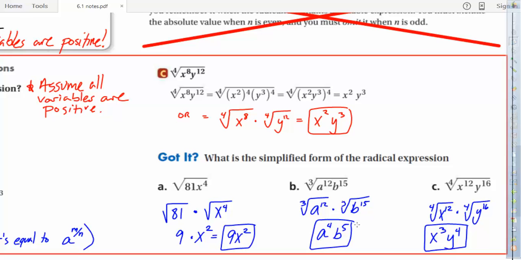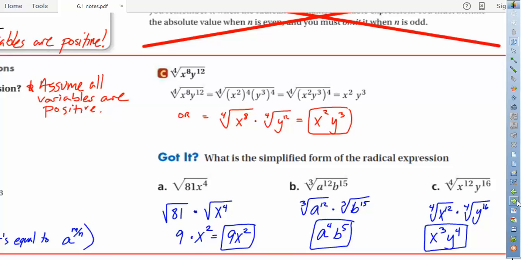15 divided by 3 gives us 5. 16 divided by 4 gives us 4. 12 divided by 4. 4 divided by 2. See how these ones would be square roots? So when it comes to square roots, we're actually dividing that exponent by 2. Okay?